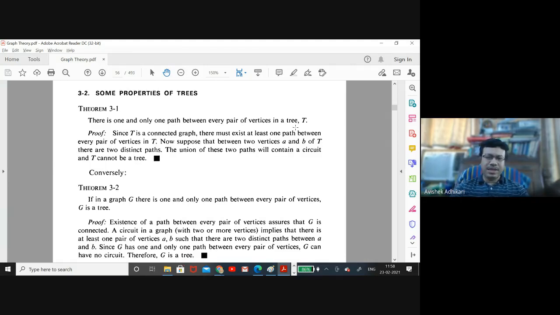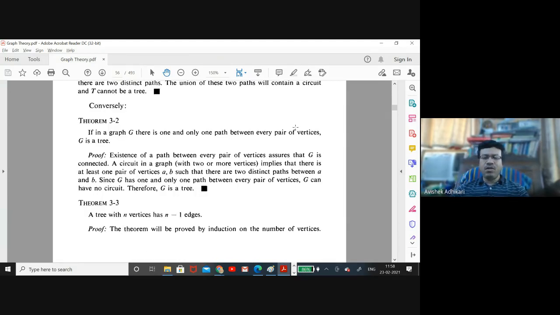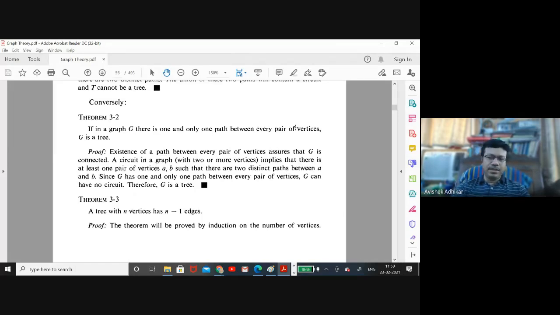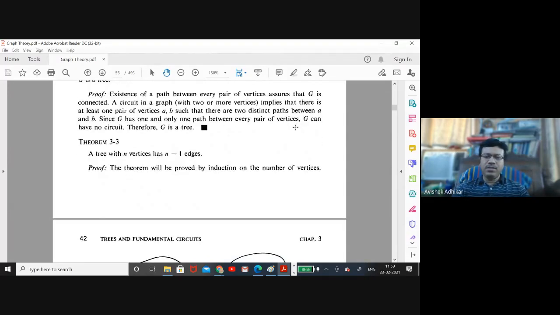Now it says, the other way around, that if in any graph G there is one and only one path between every pair of vertices, then the graph is a tree. It's just the other way around, and that proof is also simple. As I just now mentioned, a tree with n vertices has n minus 1 edges.